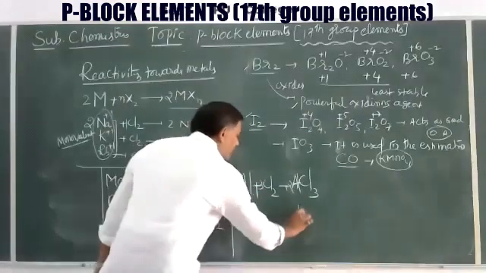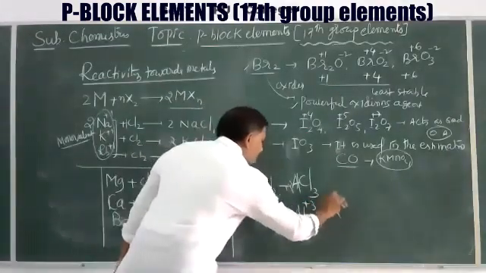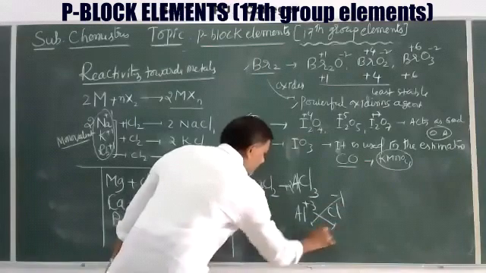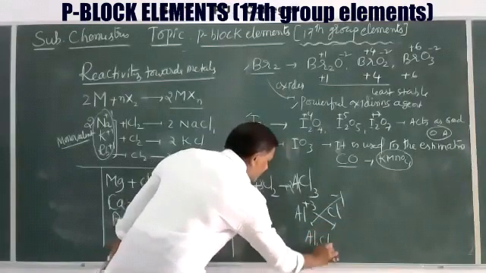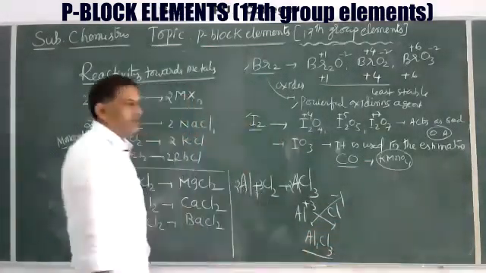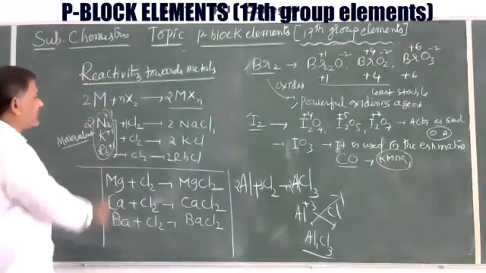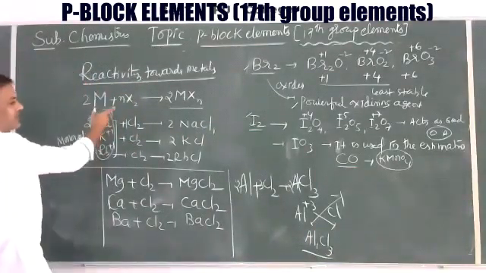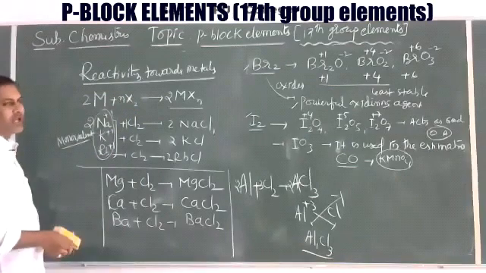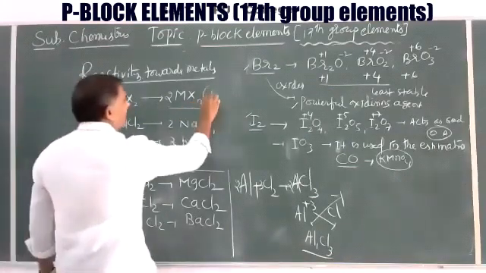So the aluminium is +3 and Cl is -1; by the crisscross method, here we will get Al1 and Cl3, aluminium chloride. So when metals combine with the corresponding halogens, they give the corresponding metal halides. These are metal halides.